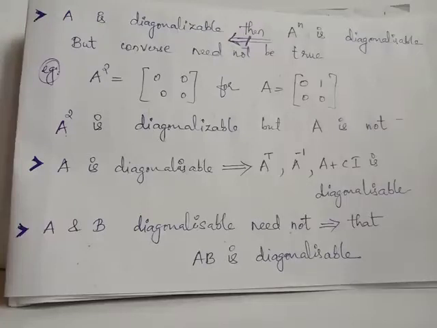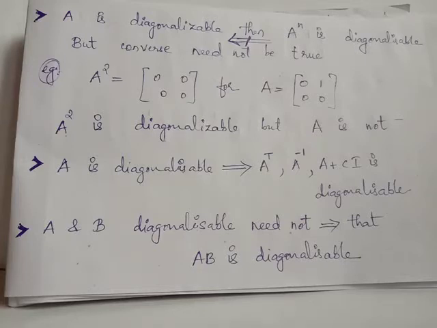Series of diagonalizable matrices continue. If A is a diagonalizable matrix, then A raised to n is always a diagonalizable matrix. But the converse does not always hold true. That is, if we have a matrix whose nth power is diagonalizable, it does not guarantee that the matrix A is diagonalizable. Let's look at an example.